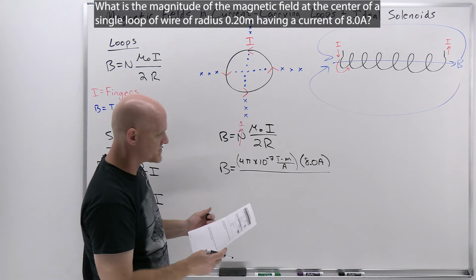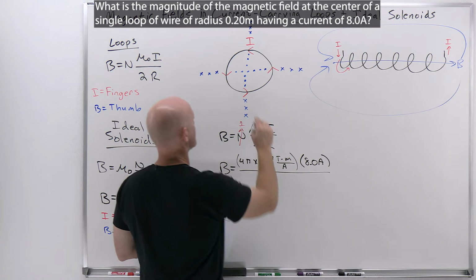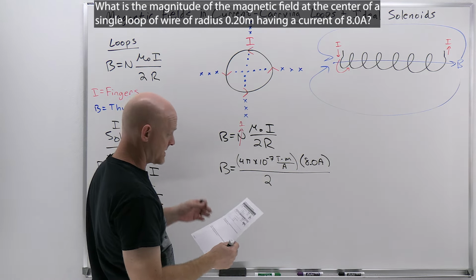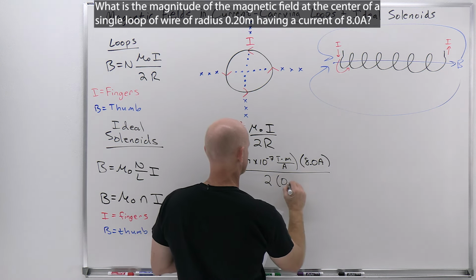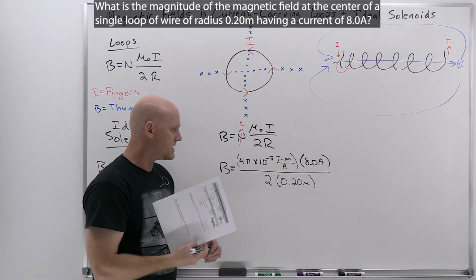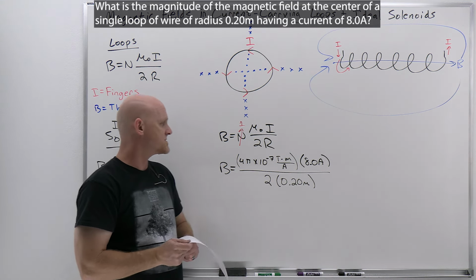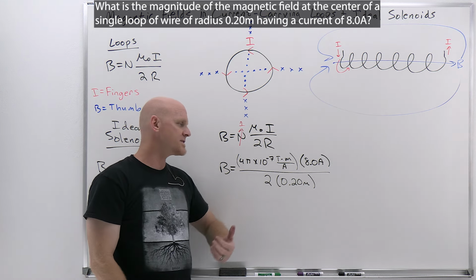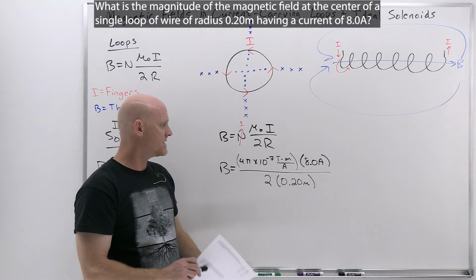So, and then all over 2R, in this case, R being the radius of your loop. And in this case, we're told that straight up the radius is 0.2 meters. And from there, it's plugging and chugging. Now, there's a couple different ways you might approach this. You might leave it in terms of pi and things of that sort, or you might just let your calculator reduce it all down for you.